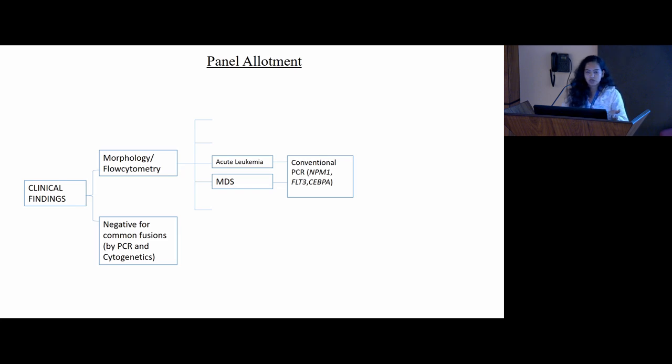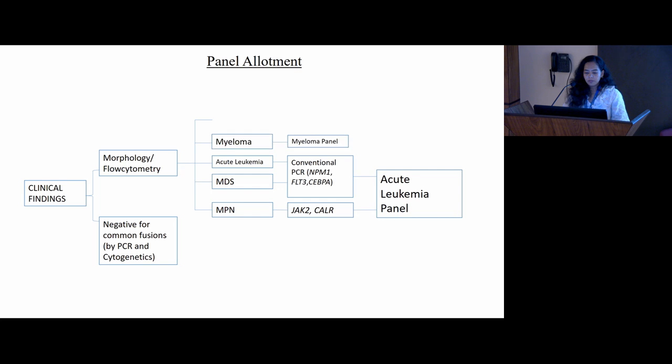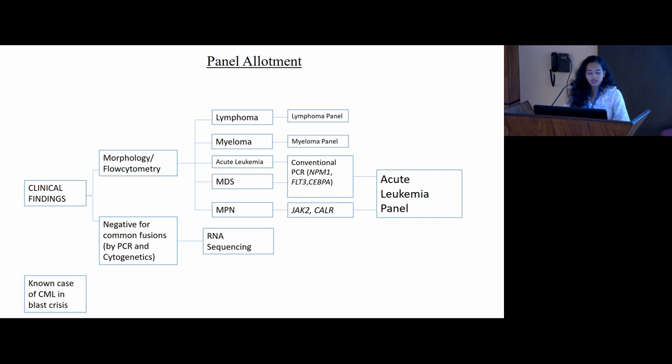Similarly, if it is an MPN case, we will go for JAK2 and CALR conventionally, and at the end of it, all the samples go for the acute leukemia panel. Similarly, for myeloma and lymphoma, separate myeloma and lymphoma panels can be used. In cytogenetics, if the sample tests negative for common fusions by PCR and cytogenetics, RNA sequencing is carried out. Similarly, if it is a known case of CML in blast crisis, we will go for kinase domain mutations. And if it is a known case of acute leukemia, we also do MRD monitoring.